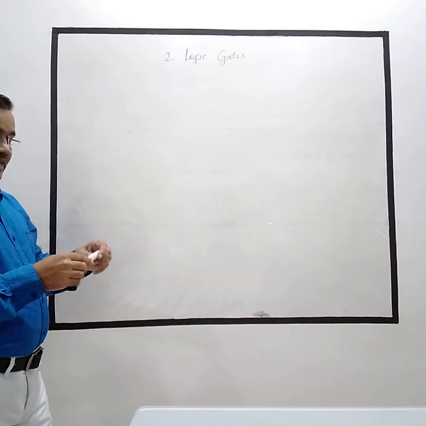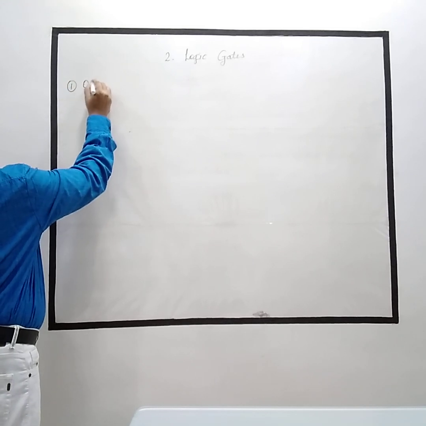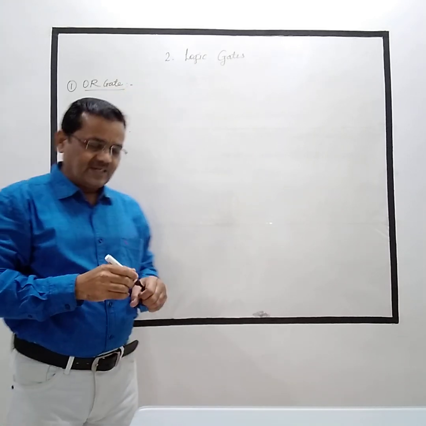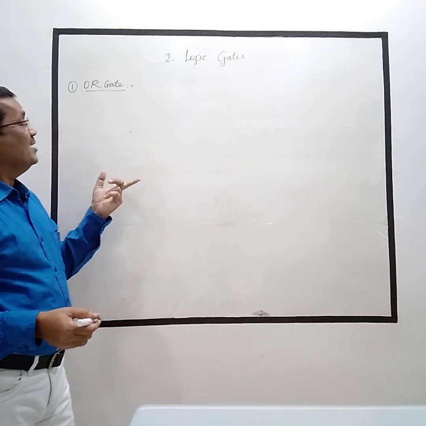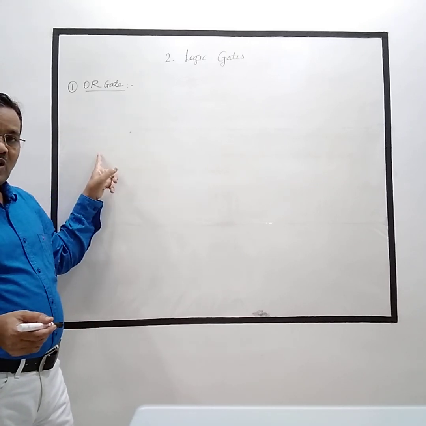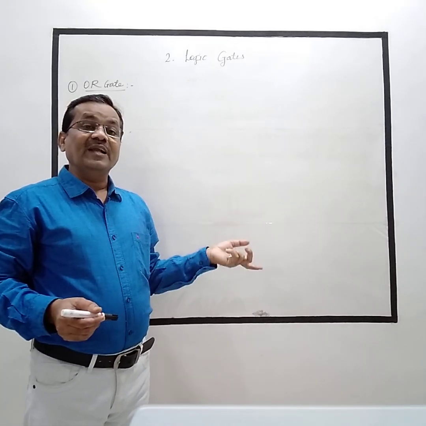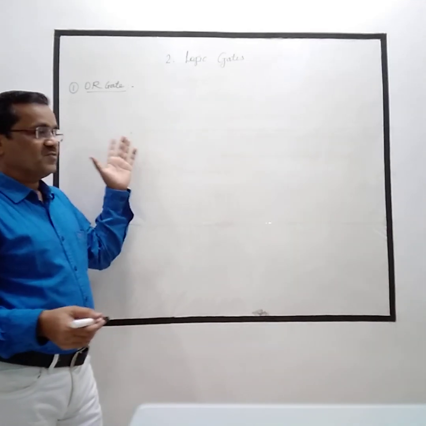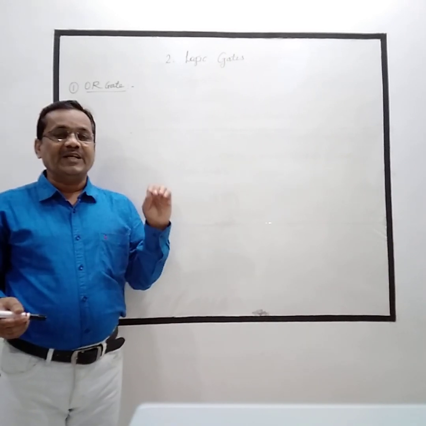So the first basic gate is the OR gate. Now each gate can be explained by means of certain parameters, namely its definition, symbol, Boolean equation or Boolean expression, then truth table and its working. So by using these 4 different parameters, we can explain each and every logic gate.